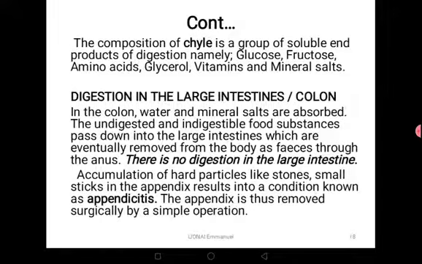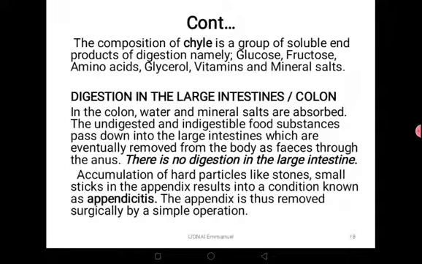Accumulation of hard particles like stones and small sticks in the appendix results in a condition known as appendicitis. The appendix is thus removed surgically by a simple operation. So we have probably heard about some people who were surgically operated on their appendix. They probably suffered from appendicitis.